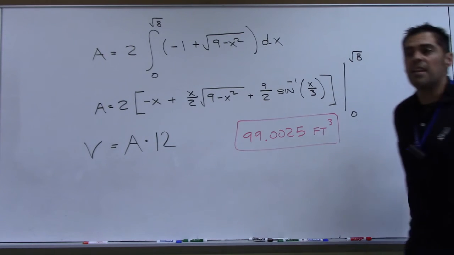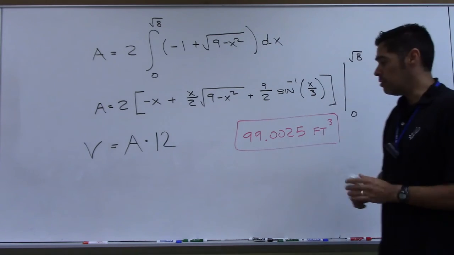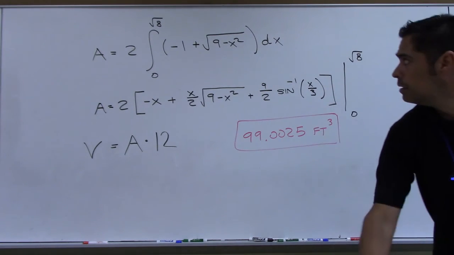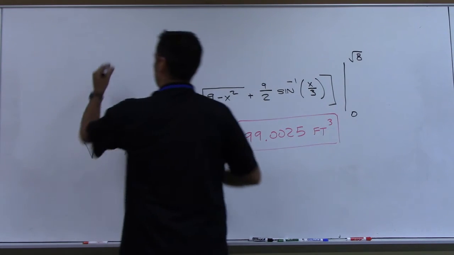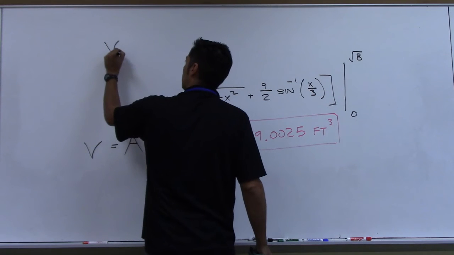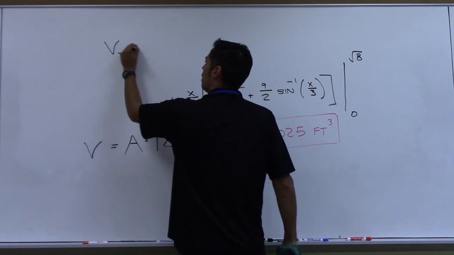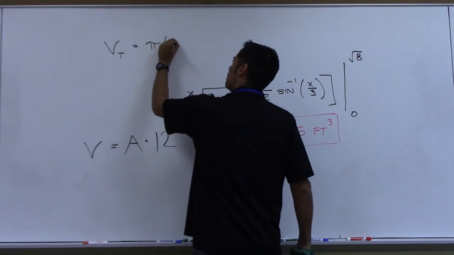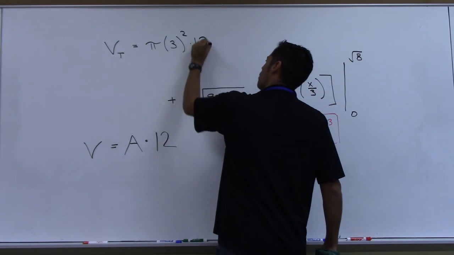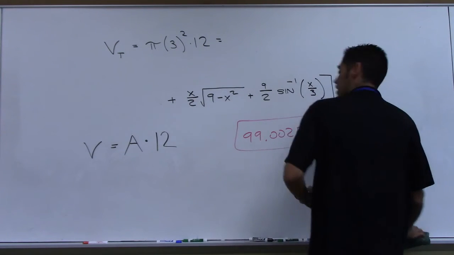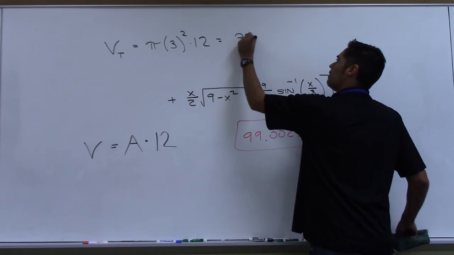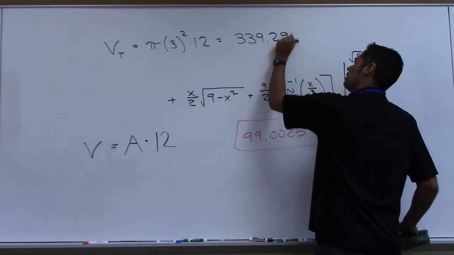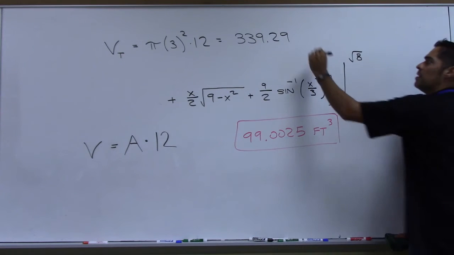What's the volume of the container? What's the volume of the actual gas tank? It's 339. Was it? So the volume of the tank, I'm going to say V of t for the tank, would be pi times the radius squared times 12, which is what? 339.29. That's the volume of the tank itself.